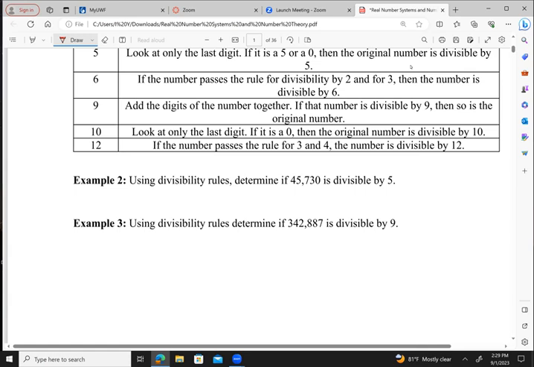So, using divisibility rules, is 45,730 divisible by 5? Looking at the last digit, it's 0. So, yes.